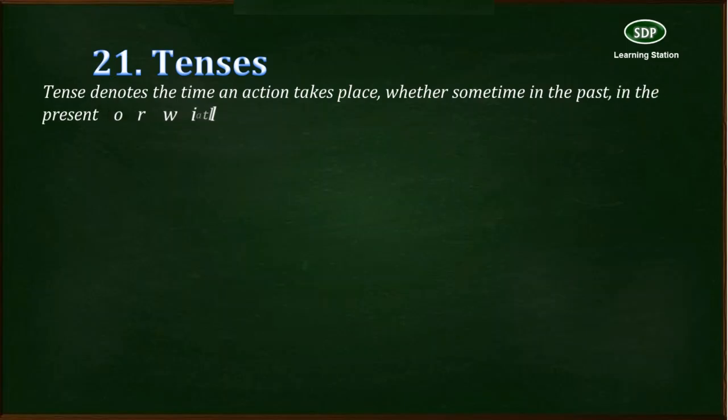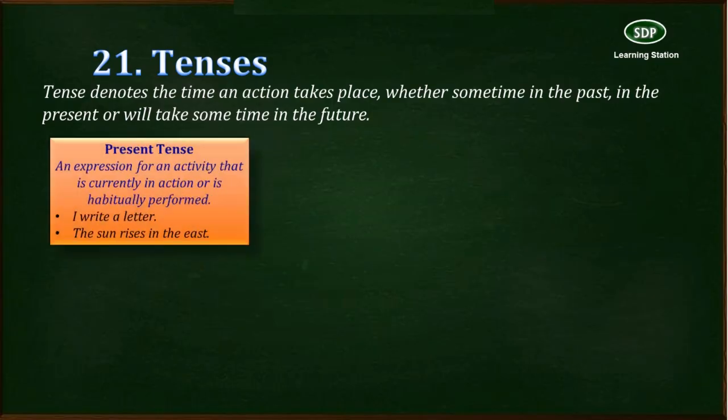Tenses. Tense denotes the time an action takes place, whether sometime in the past, in the present, or some time in the future. There are three tenses. Present tense. An expression for an activity that is currently in action or is habitually performed. For example, I write a letter. The sun rises in the east.